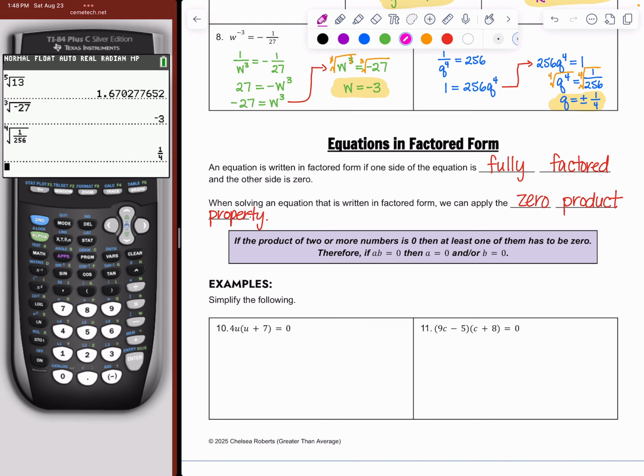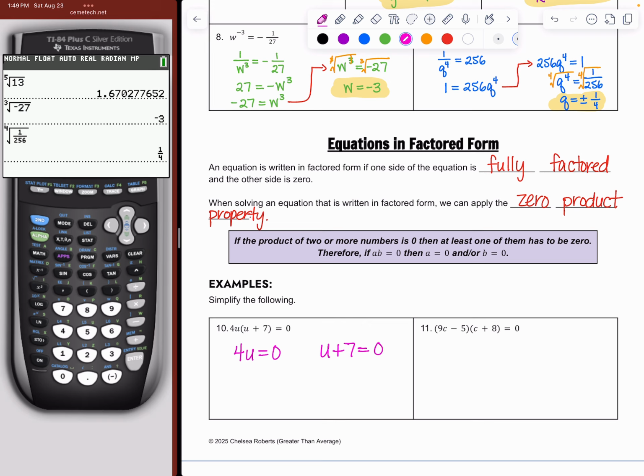So I have two things being multiplied. I have 4u, and then I have u plus 7. So this whole thing will be 0 as long as one of those equals 0. So you have to find what will make each factor 0. So 4u is equal to 0, and then we have u plus 7 is equal to 0.